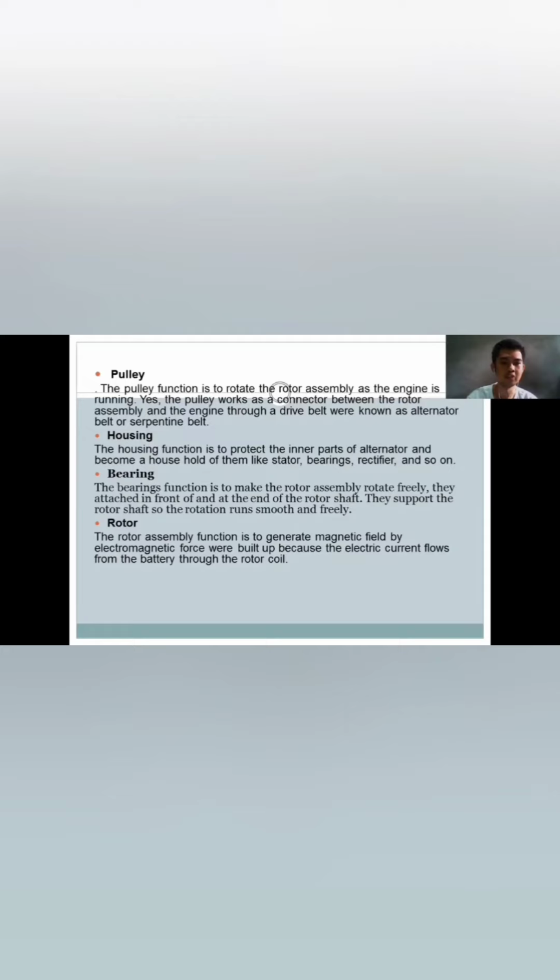The fourth part of the alternator is the rotor. The rotor assembly's function is to generate a magnetic field by electromagnetic force, which is built up because the electric current flows from the battery to the rotor. When the rotor assembly is spinning, the magnetic field cuts the stator coil. As the magnetic field cuts the stator coil, it generates electrical energy. The faster the rotor rotation, the more electric current is generated in the stator coil.